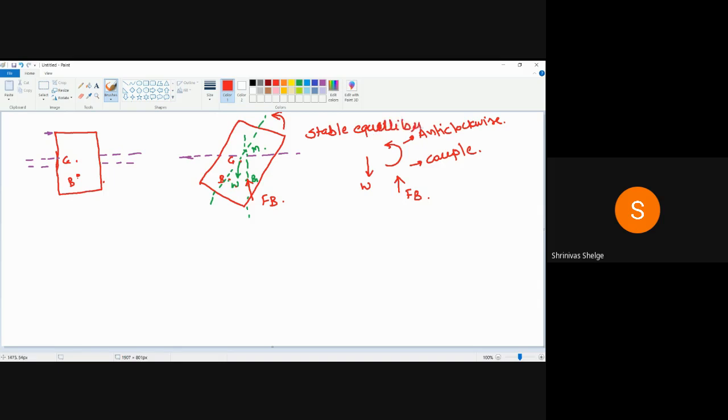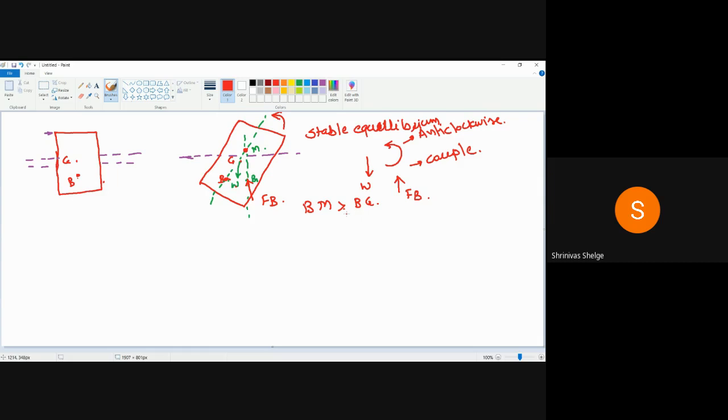This is the stable equilibrium condition. And when we observe this one, for this stable equilibrium condition, here you will find the B and M. So if I take this B and this M, in this case BM is greater than BG. So in stable equilibrium condition, BM is greater than BG. So this is the desired equilibrium condition.